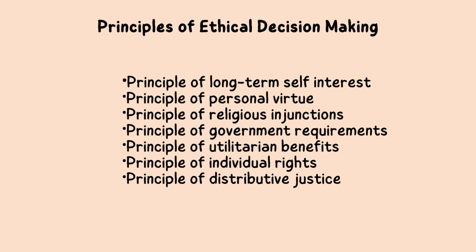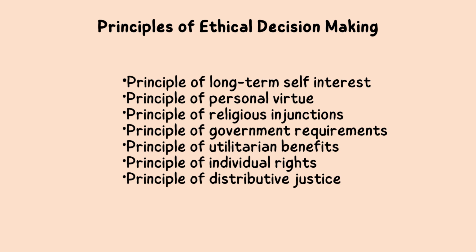Principle of government requirements. Follow the law because it represents a minimum standard of ethical behavior. Abiding by safety regulations is a clear example. Principle of utilitarian benefits. Aim to provide the greatest good for the greatest number of people. For instance, a company's decision to offer health benefits impacts employees positively.